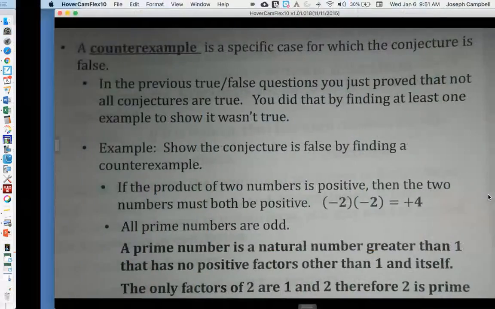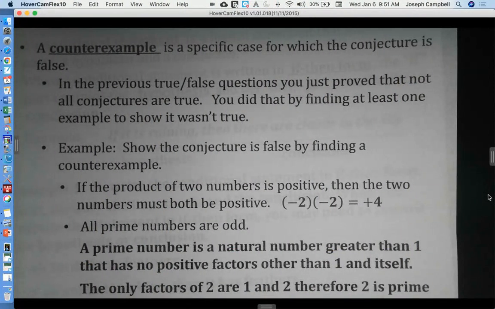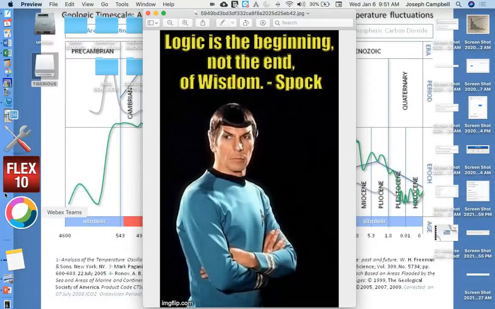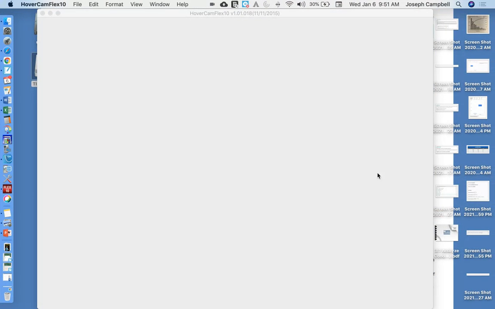Okay, so a counterexample is a specific case for which a conjecture is false. Of course, my hovercam froze as soon as I started recording.